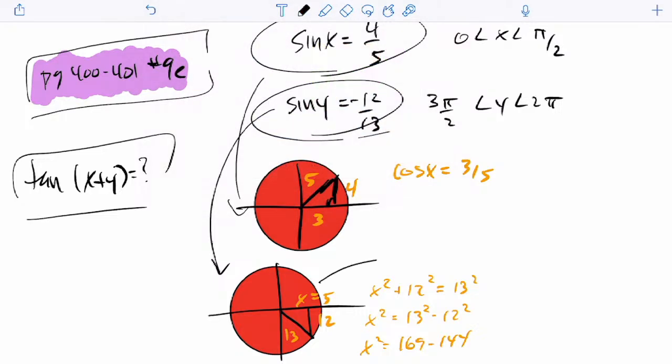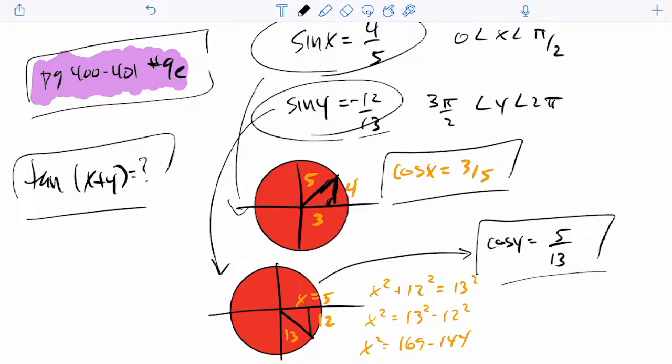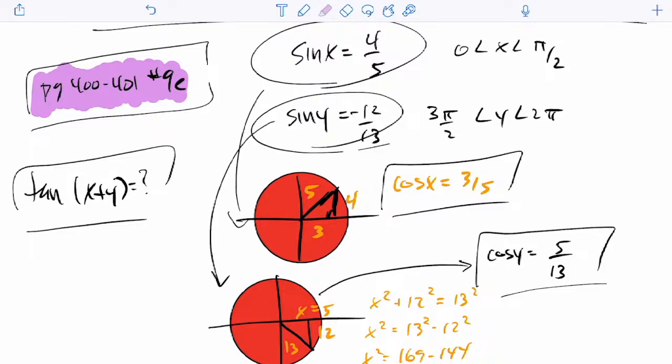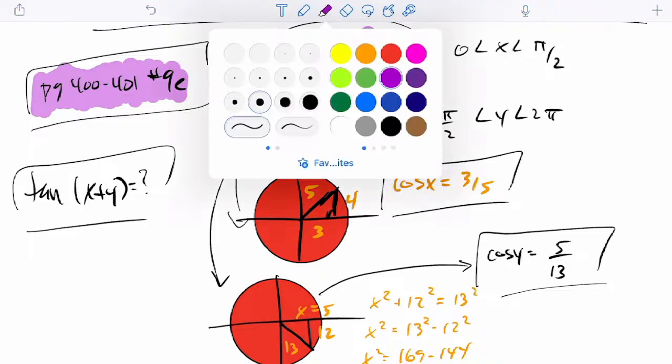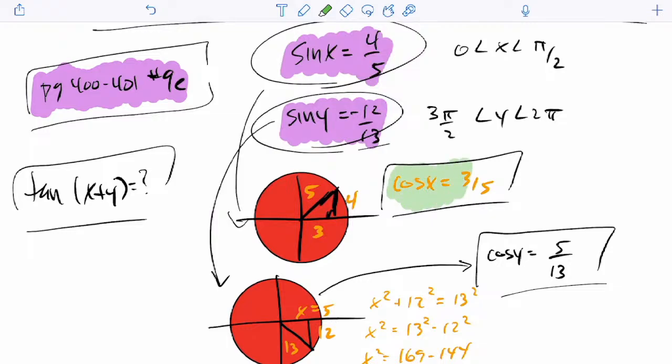So using this, I now know the cos of y is equal to my adjacent over my hypotenuse, which is 13. Cos is positive in that quadrant, so we have that. So now, Emre, you'll notice I have both sines and both coses, which means I can divide them out to find my tan.